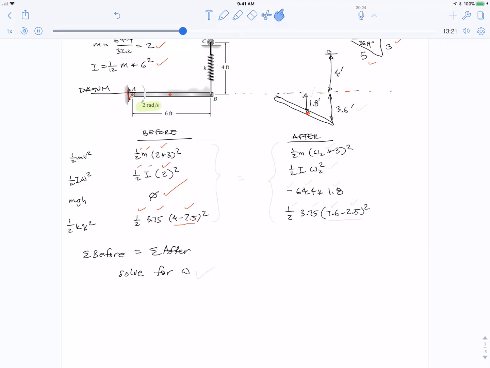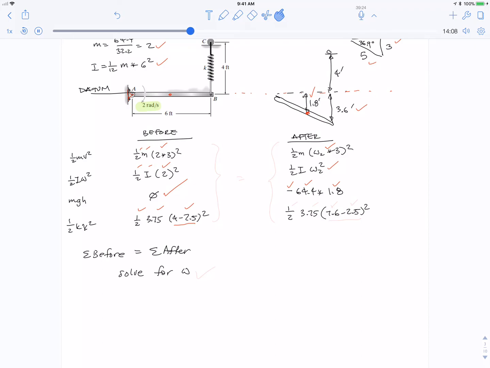Okay, so afterwards, when it's at this 36.9 degrees, the length is 6, and because it's a 3, 4, 5 triangle, I figured out that it was dropping 3.6 feet. So if the right end drops 3.6 feet, the center of gravity drops 1.8 feet. It's halfway over. After, you have 1/2 m, the velocity is going to be this unknown omega afterwards times 3 squared, 1/2 I omega squared. And it has an mgh of the weight, 64.4, times the height, 1.8, which we figured out by similar triangles. And it's going down, so it's negative.